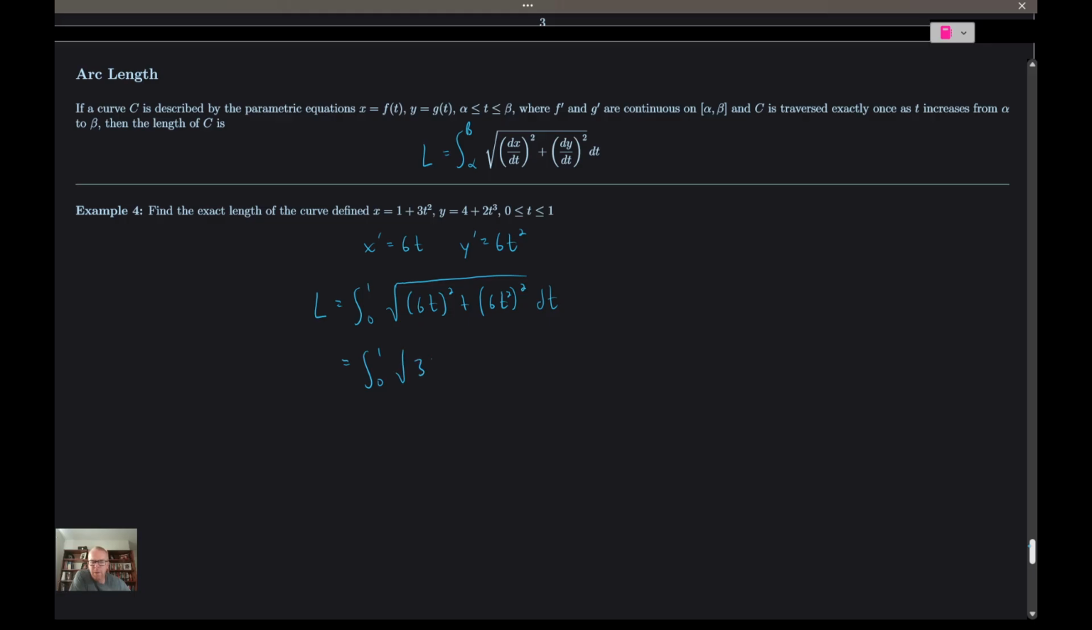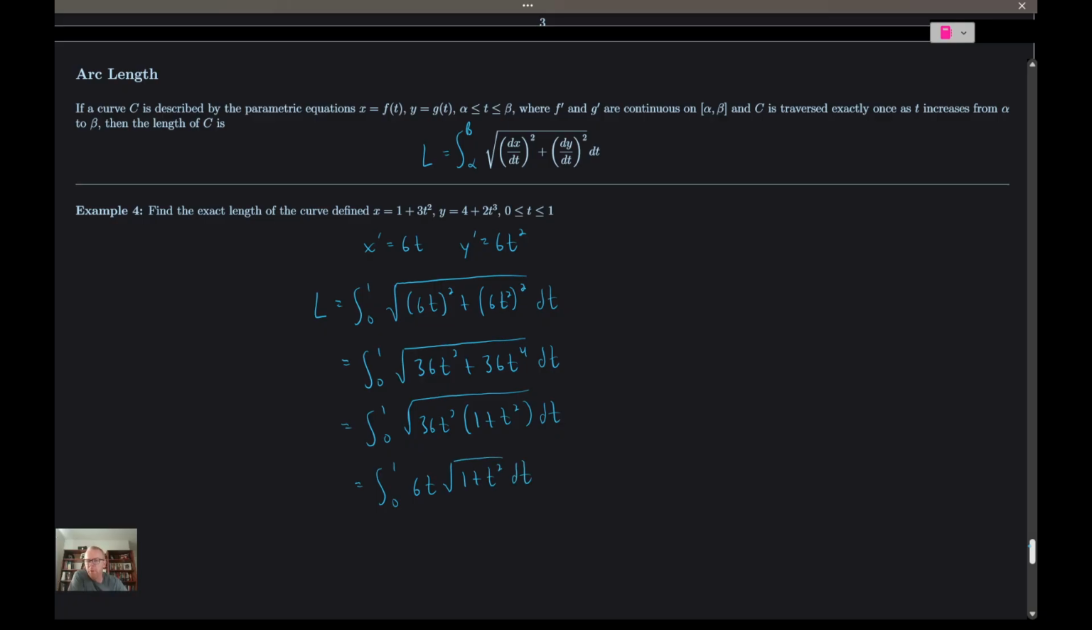And so now let's simplify. So we have 36t squared plus 36t to the fourth dt. We can pull the 36t squared out. So the square root factors 36t squared, and then we have 1 plus t squared left, dt. And then we can pull this part out of the square root, so that leaves us with 6t square root of 1 plus t squared dt.